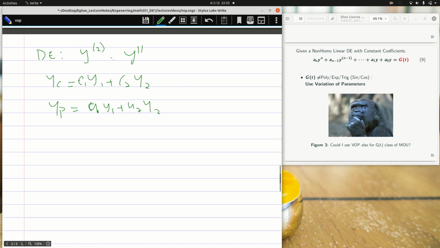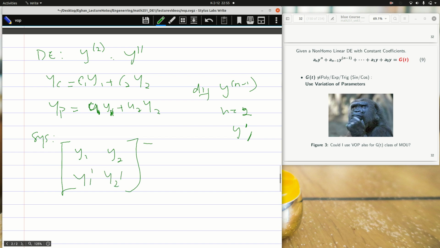It means if this is my assumed yp, my system of equations, I can easily write it out. You have to differentiate it n minus 1 times. Now n is equal to 2. It means I have to differentiate it just once. So my system becomes the first part of the solution and then its first derivative. The unknowns here are u1 prime, u2 prime, equal to 0 and then g(t) over a. If your a is 1, you are good to go. But whatever your source term is, you use that.